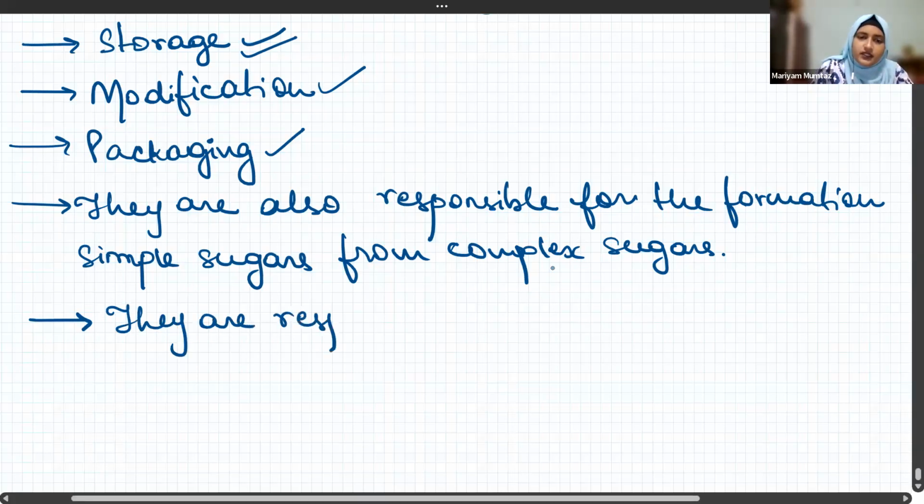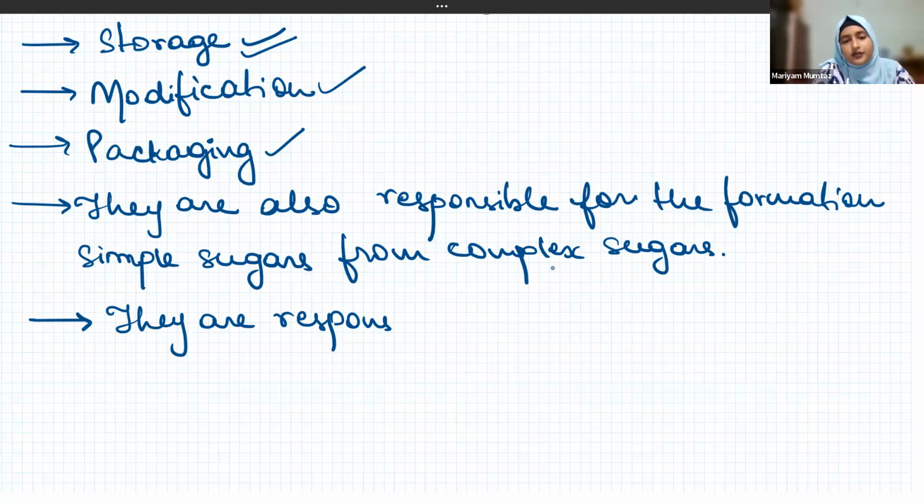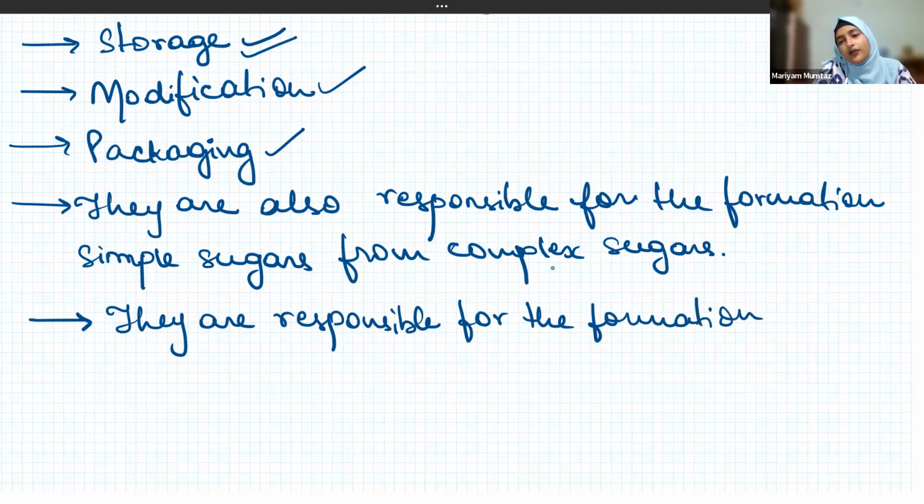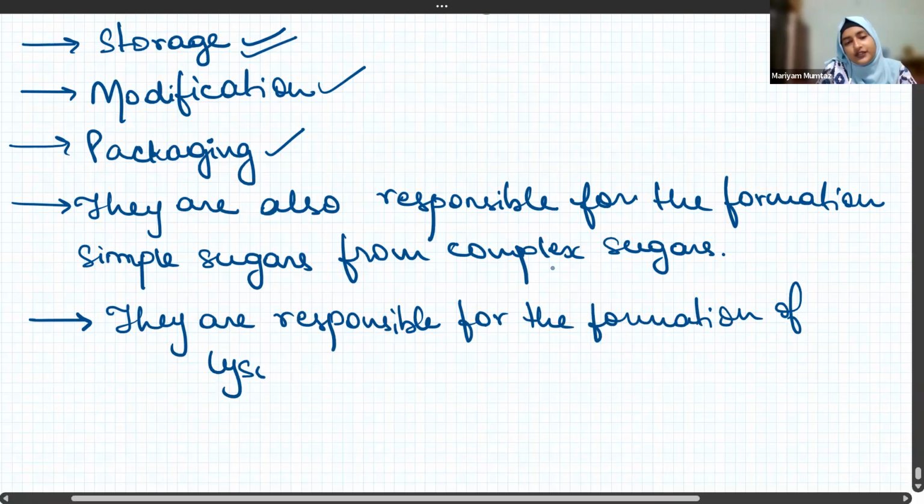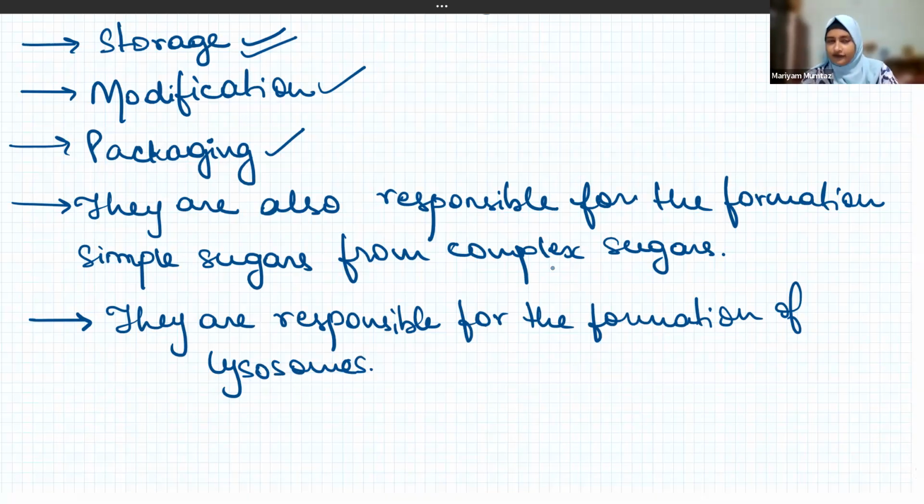And then the last and the most important function is that they are responsible for the formation of lysosomes. I'll tell you a little of the knowledge that you need to know because you are so interested. In the Golgi apparatus, there are two phases. It has two sides. One is the packaging phase side, and the other is the maturing phase. One is cis and one is trans.